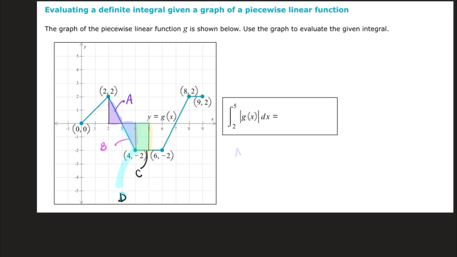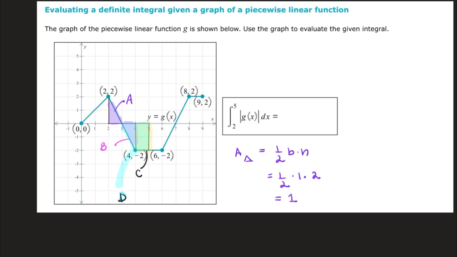So region A is a triangle, so I'll draw a little triangle subscript. And the area for a triangle is 1/2 the base times the height. And so we have 1/2. The base of our triangle is from 2 to 3, which is 1. And the height of our triangle goes from 0 up to 2. So the base is 1 and the height is 2. Canceling the 2's, we get the area A is 1.